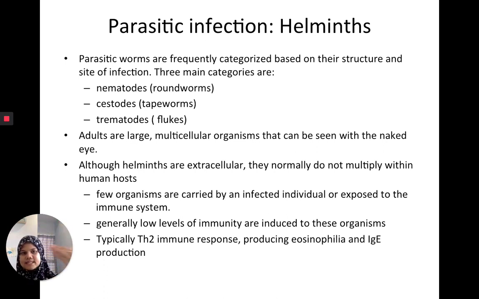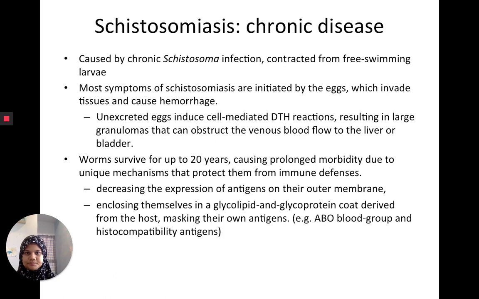Because they don't multiply within the host, there are not that many of them, so they won't stimulate that much immunity against them. Usually they'll stimulate a Th2 immune response, which is why IgE is a very common antibody type that's produced in response to these helminth infections. So our model helminth is going to be schistosomiasis.